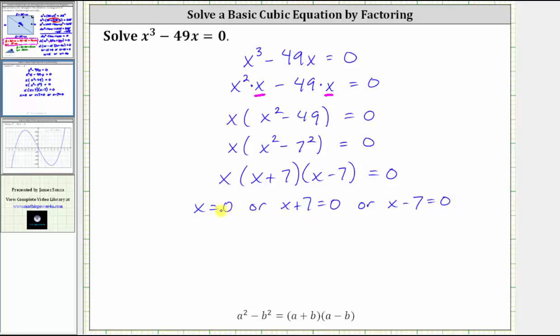This equation is already solved for x. To solve for x here, we subtract 7 on both sides, which gives us x equals negative 7. And solving this equation for x, we add 7 to both sides, giving us x equals positive 7. So we have 3 solutions. Our solutions are x equals 0, or x equals negative 7, or x equals positive 7.